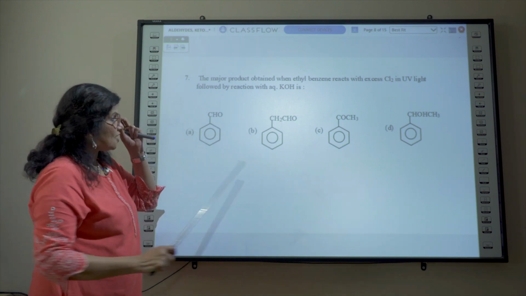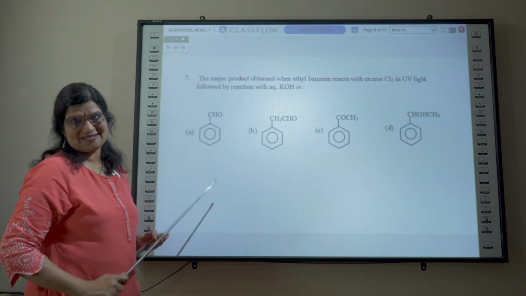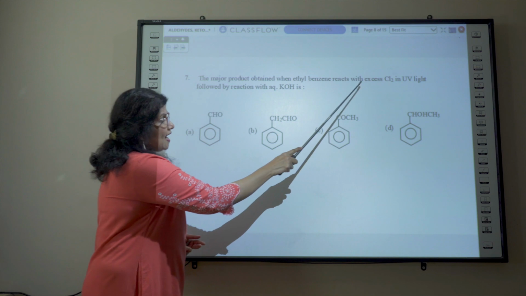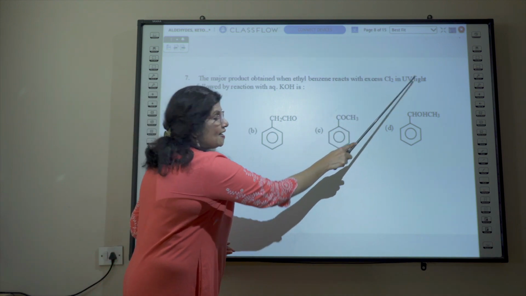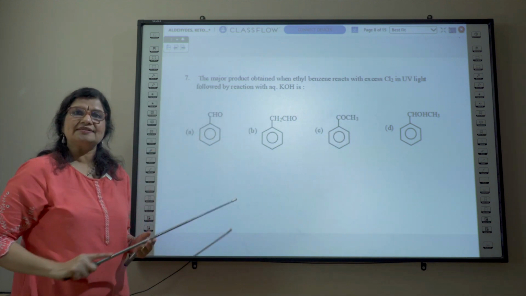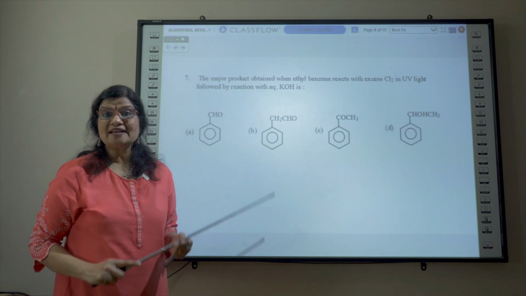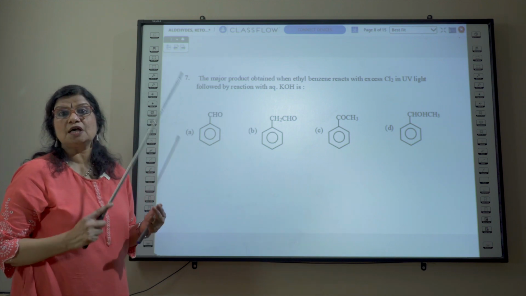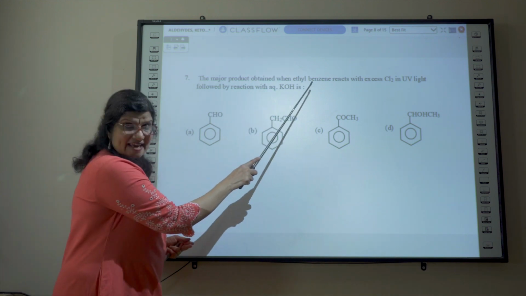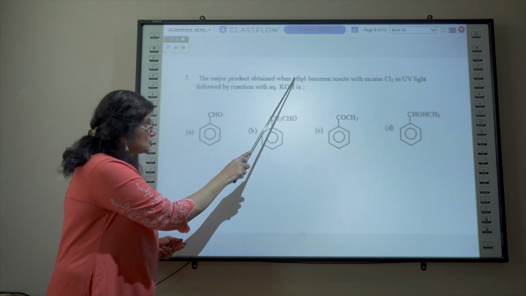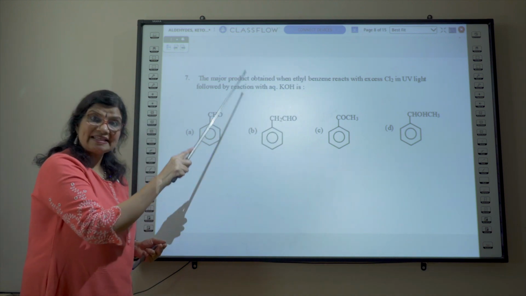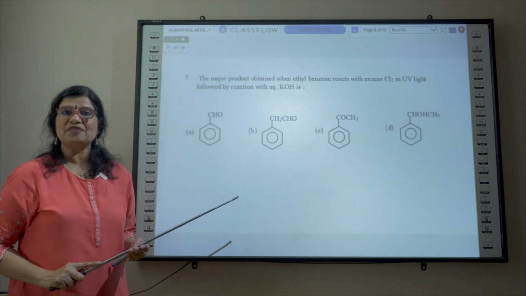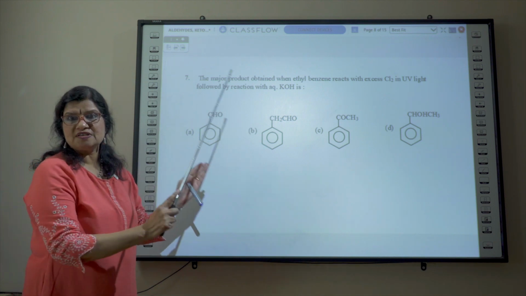Now before we start writing the equations, let's analyze this question. You have ethyl benzene made to react with excess chlorine in UV light. Chlorination in UV light. What does that tell you? That is a free radical mechanism. A free radical mechanism is involved and free radicals are produced. So you have hydrogens on the benzene ring and hydrogens on the ethyl group. The hydrogens on the ethyl group will be substituted by chlorine atoms in the presence of UV light. So that is the first part of the reaction.